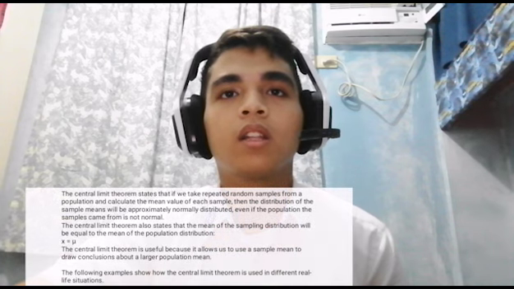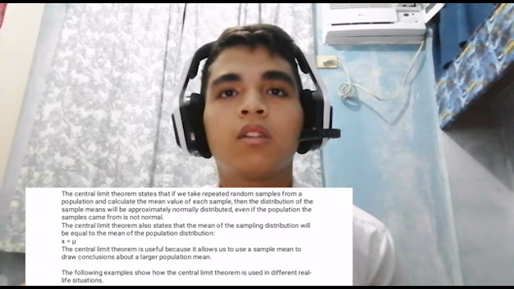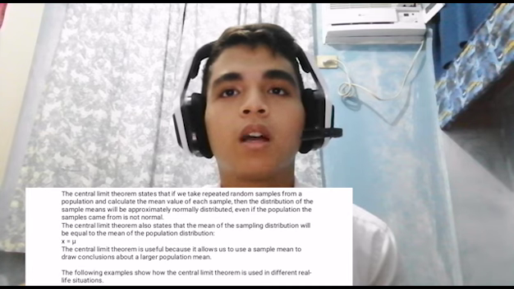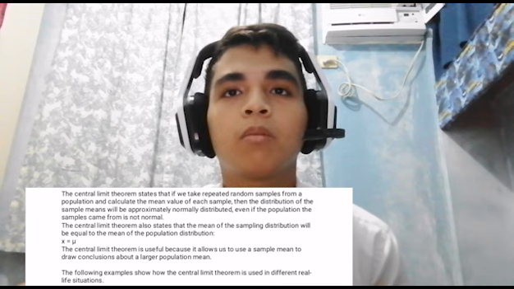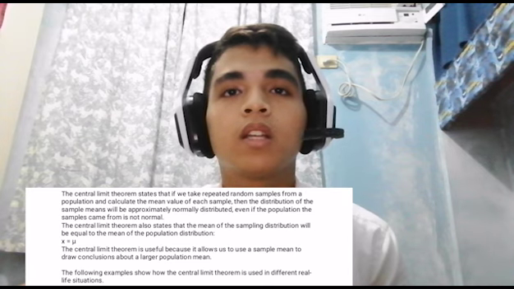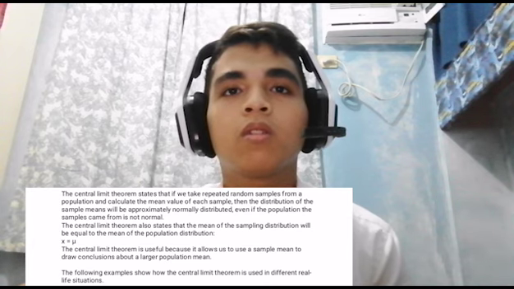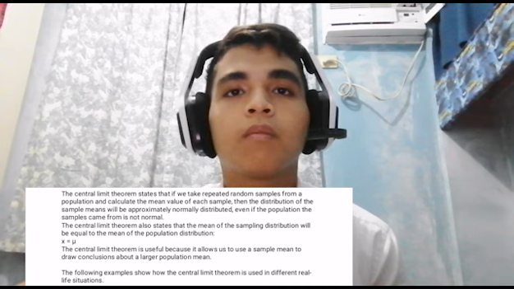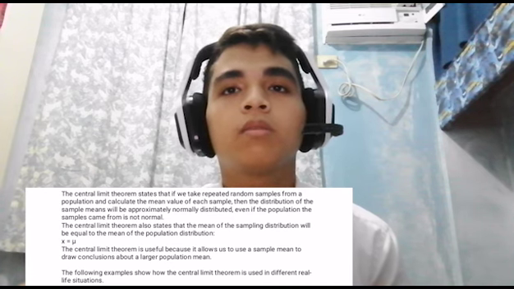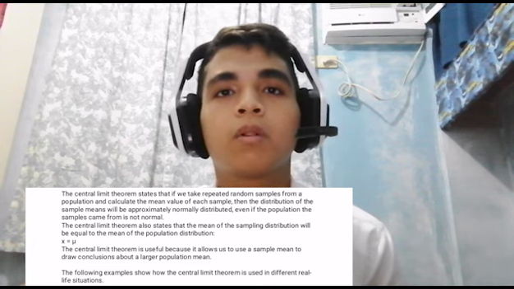Examples of using the central limit theorem in real life. The central limit theorem states that if we take repeated random samples from a population and calculate the mean value of each sample, then the distribution of the sample means will be approximately normally distributed even if the population the samples came from is not normal. The central limit theorem also states that the mean of the sampling distribution will be equal to the mean of the population distribution. The central limit theorem is useful because it allows us to use a sample mean to draw conclusions about the larger population mean.